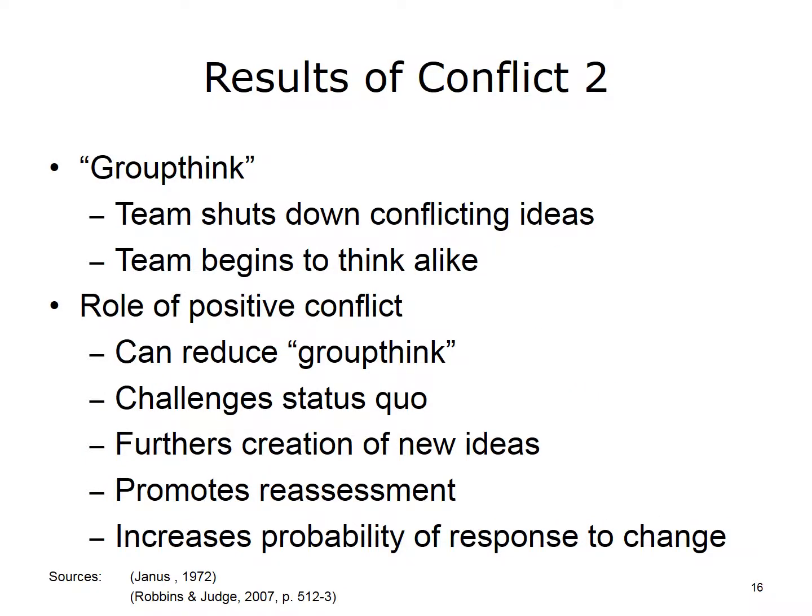Groupthink occurs when a group conforms to a point of view or idea without considering viable alternatives. As the researcher Janis argues, groupthink is a phenomenon that occurs when a team shuts down conflicting ideas or alternative points of view. In other words, the team begins to think alike and discounts perspectives that are at odds with that thinking. Positive conflict can reduce groupthink. According to Robbins and Judge, positive conflict is an antidote for groupthink.